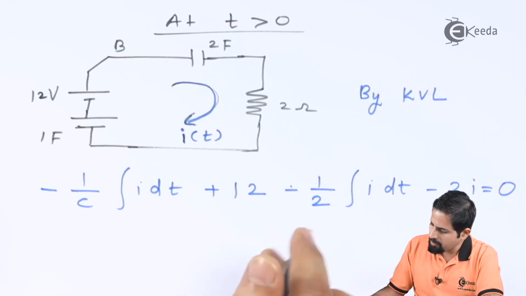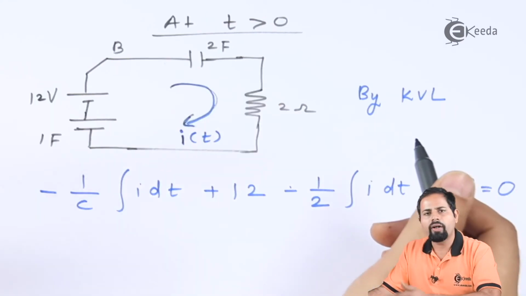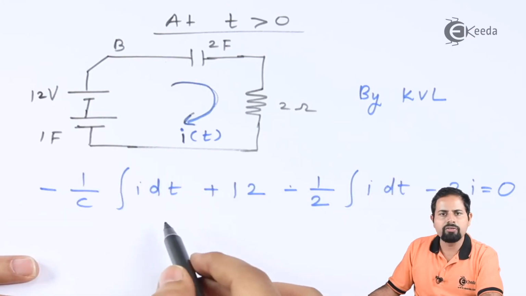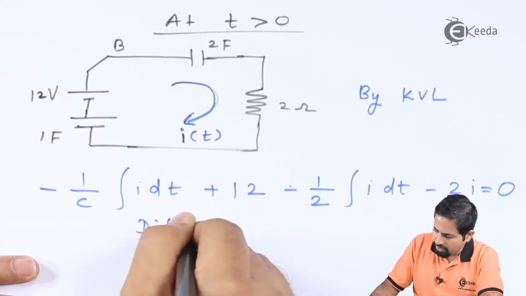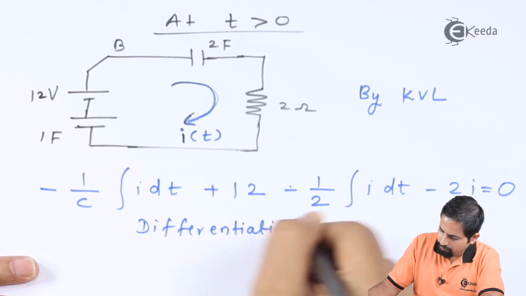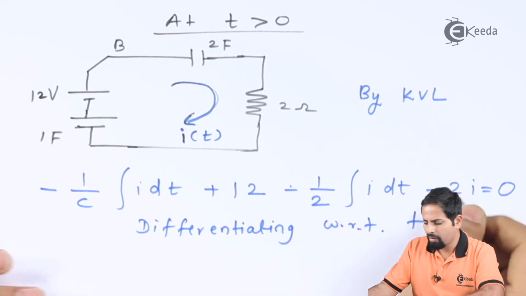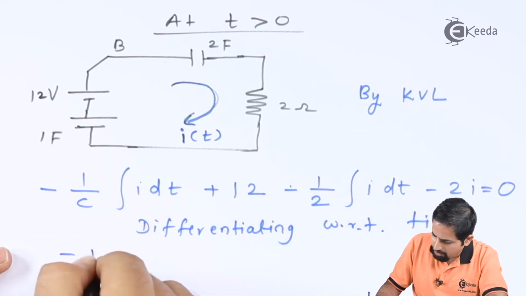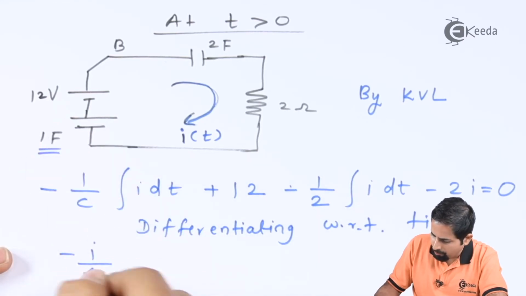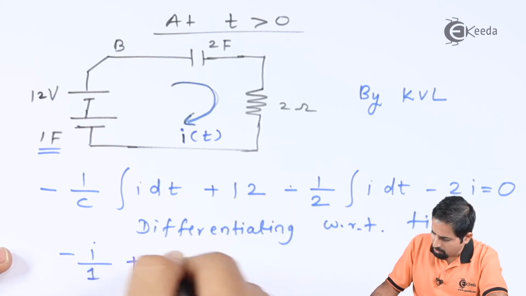We are going clockwise. And then minus 1 by 2 integration of I dt. Now we want to find the value of current I. So that can be found only if we differentiate this equation with respect to time. So differentiating with respect to time t, what we will get here: minus I upon, instead of this C, this value will come, means 1. Then differentiation of this 12 will become 0, so plus 0.